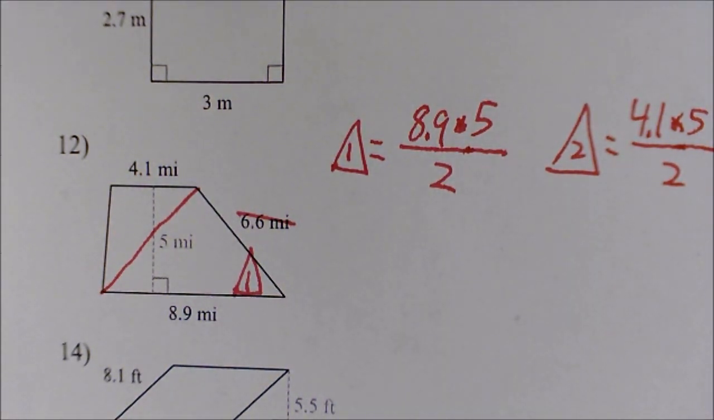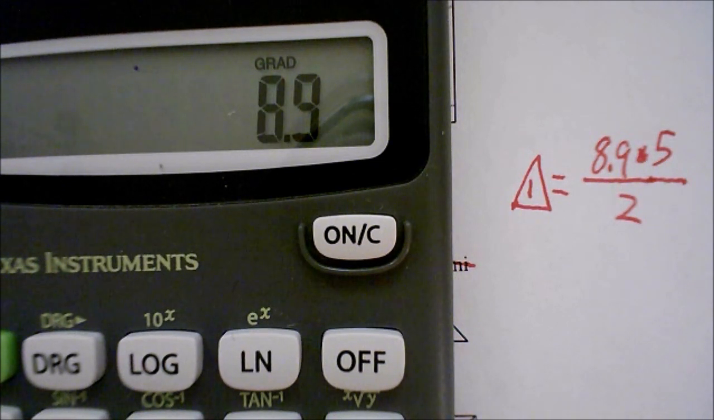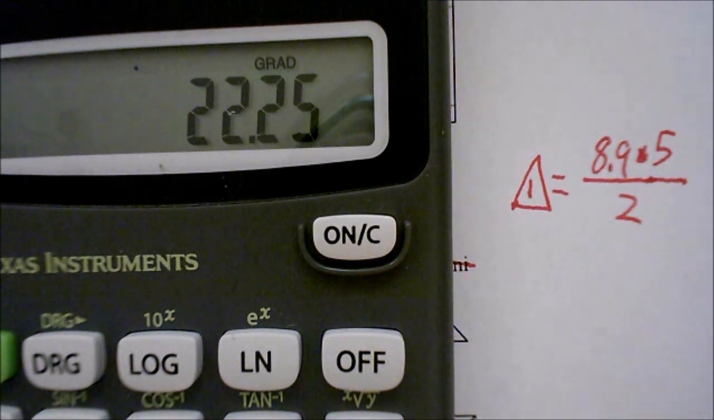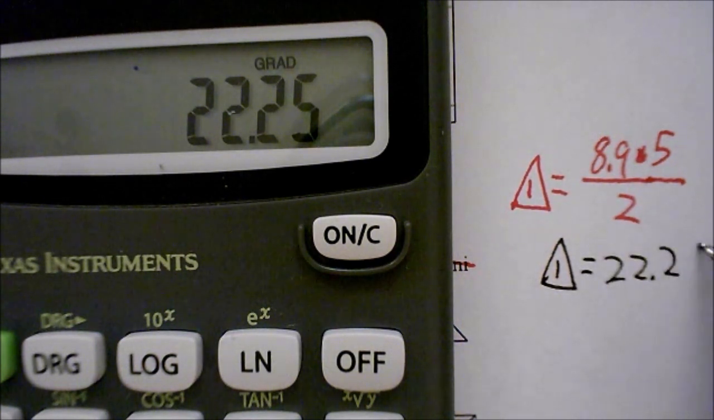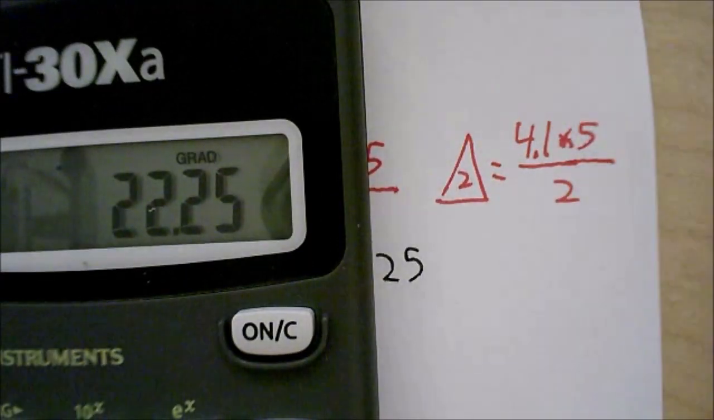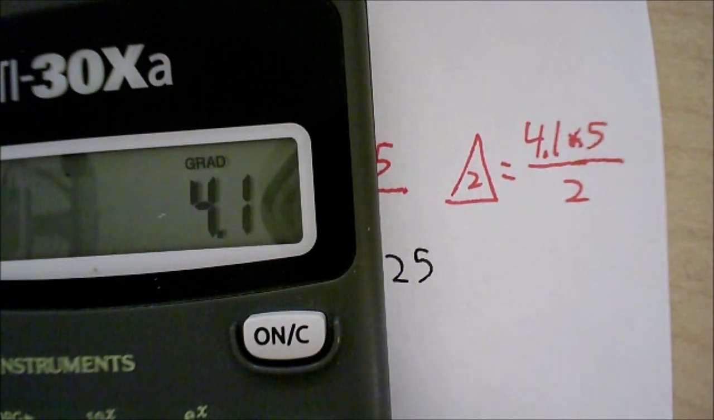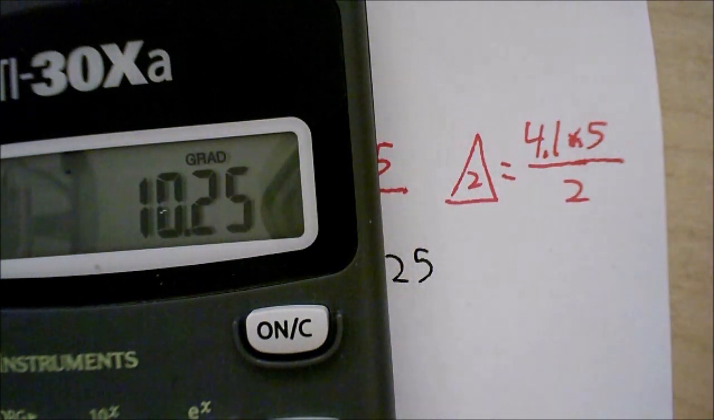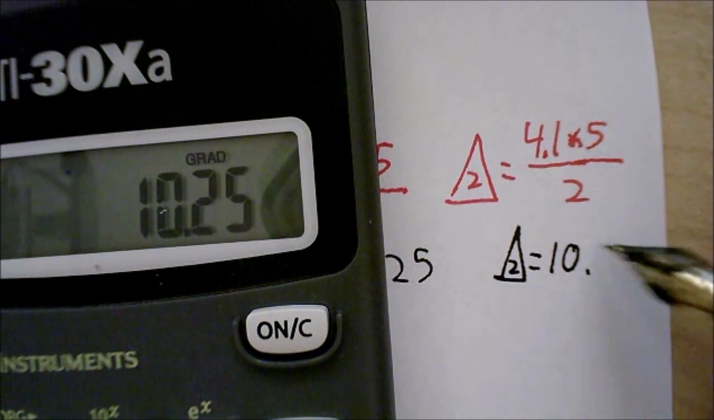Finally, we will switch over to our calculator, and we will check to see what these amounts will be. We have 8.9 times 5 divided by 2, and that will give us an area for triangle 1 of 22.25. For triangle 2, we will do 4.1 times 5 divided by 2, which gives us an area for triangle 2 of 10.25.